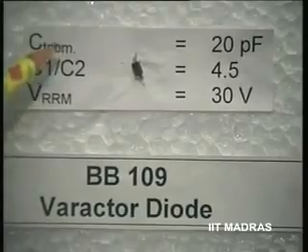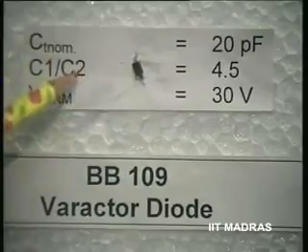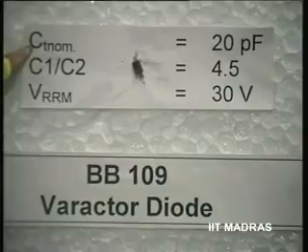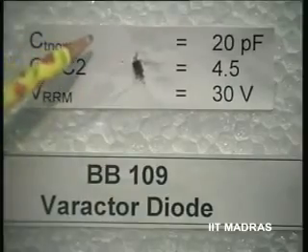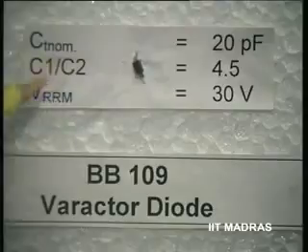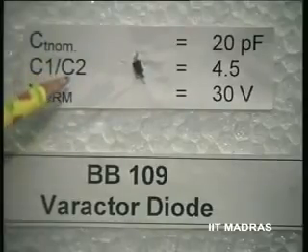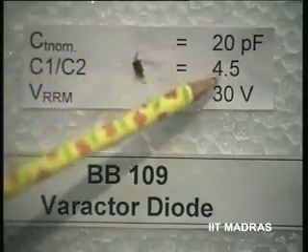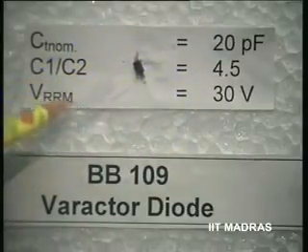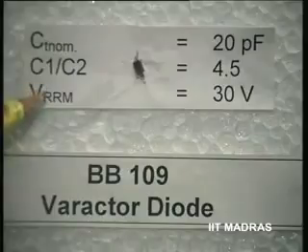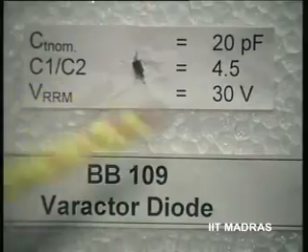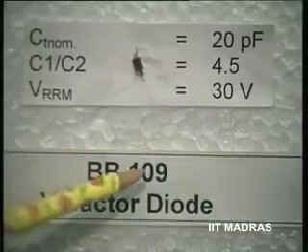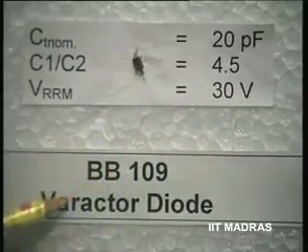Coming to special diodes, we have here a Varactor diode. As you can see, the nominal value of the capacitance C total is 20 picofarads. C1 by C2, that is the maximum to minimum ratio, is typically 5, I said 4.5 in this case, and the maximum voltage that you can apply is 30 volts. So, this is BB109, which we had also plotted in the earlier class.